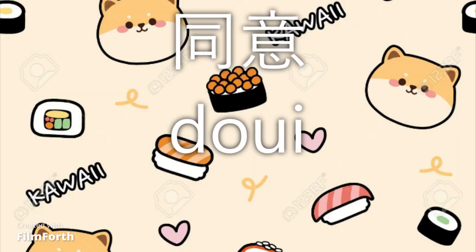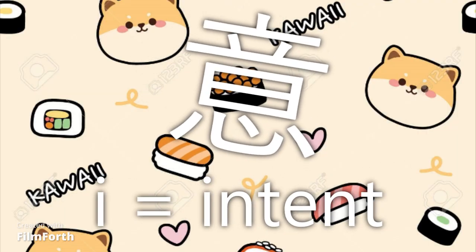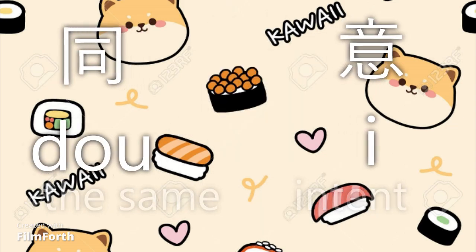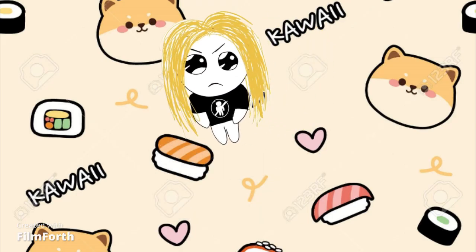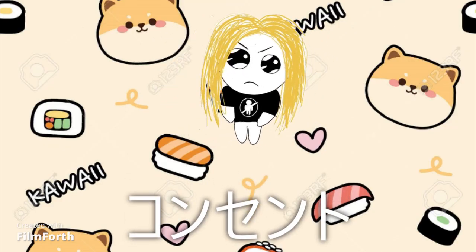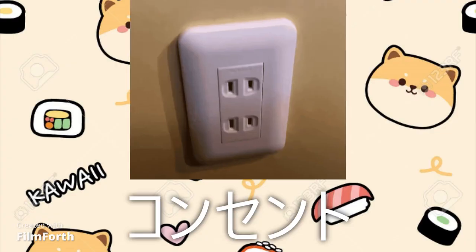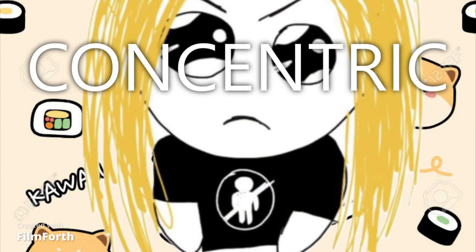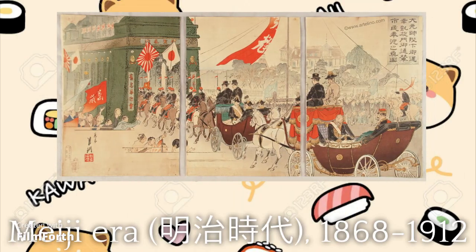Doi is Japanese for consent. Do means the same and i means intent, so it basically means the same intent etymologically, which together creates the Japanese word for consent, doi. You might think the Japanese word for consent would be consento, but strangely enough, consento actually means power outlet in Japanese. It is called that because it is borrowed from the term concentric plug, which is the type of plug and socket that was introduced to Japan during the Meiji era.